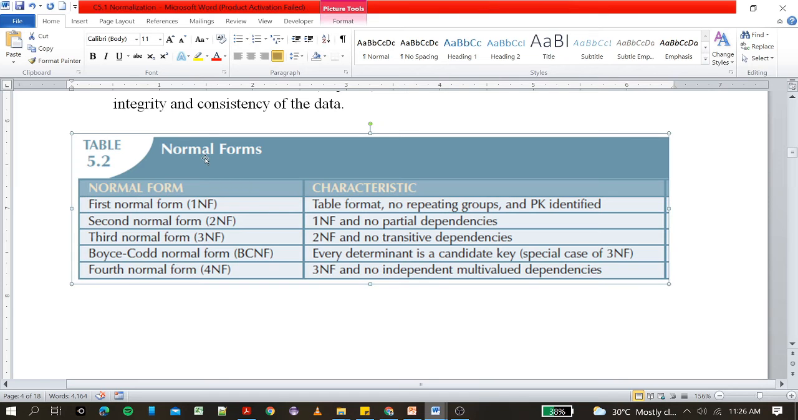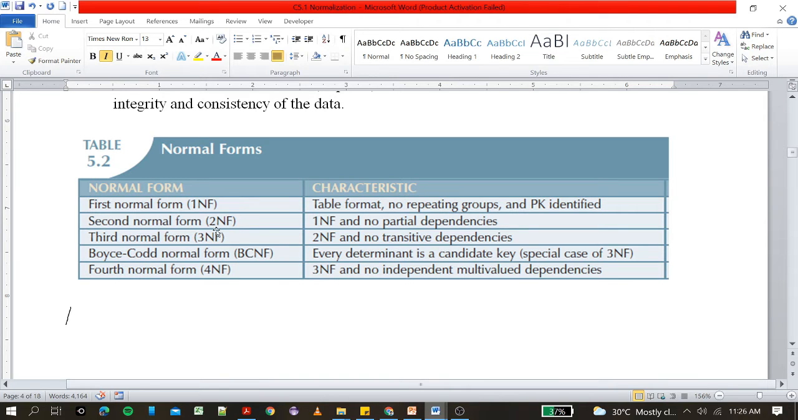Okay. Now, ito yung mga normal forms. And dito yung ilan sa mga characteristics ng bawat stages dun sa normalization process. First normal form. The table format, dapat nasa table format na siya. Walang repeating groups. Pag sinabing walang repeating groups, ibig sabihin walang null values dun sa ating table. Ano? At doon, ina-identify yung mga primary key.